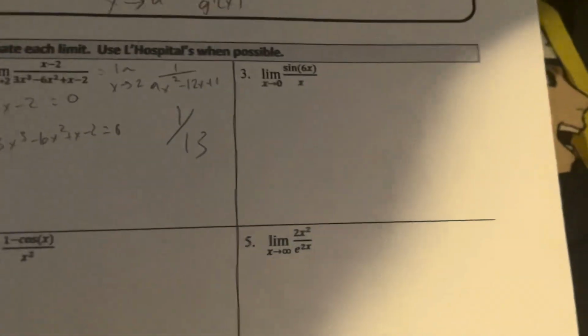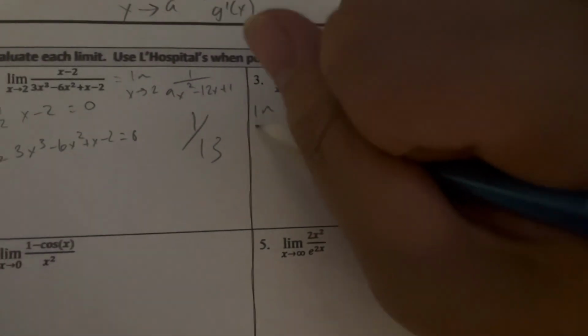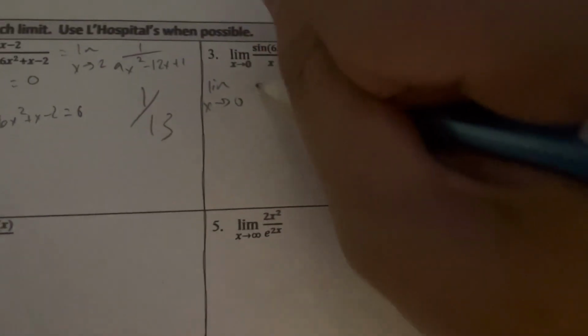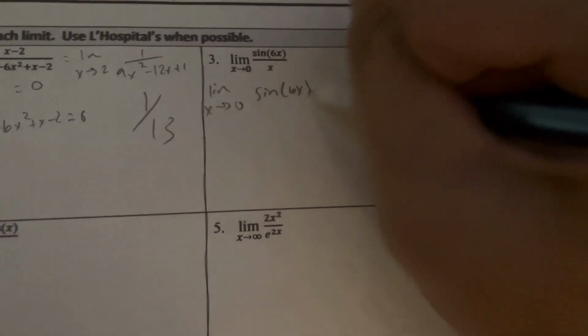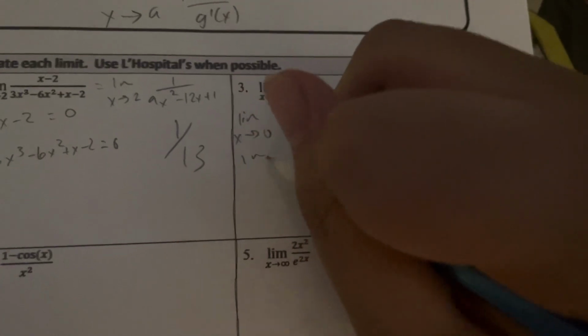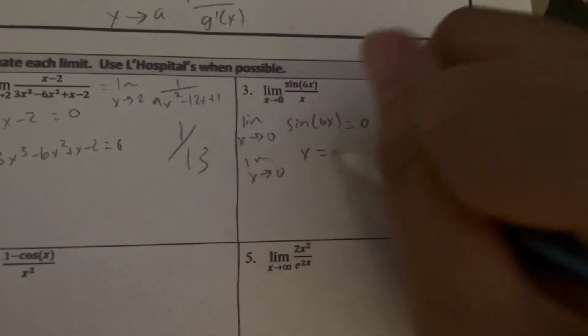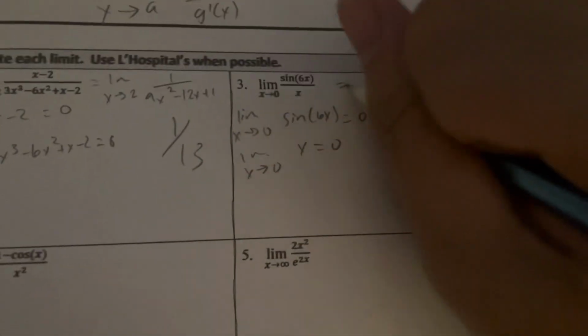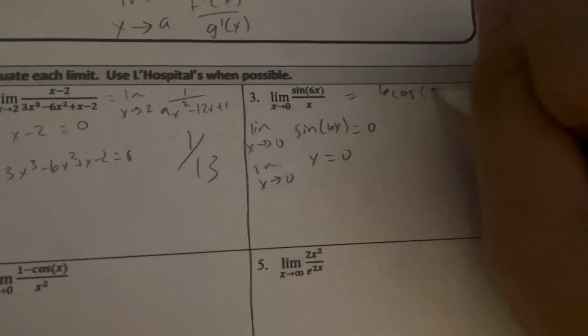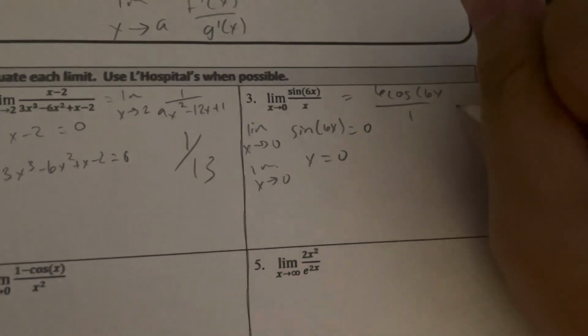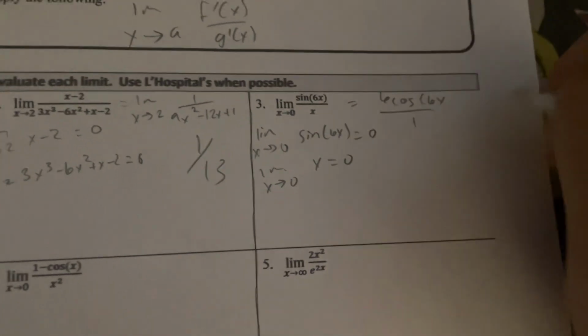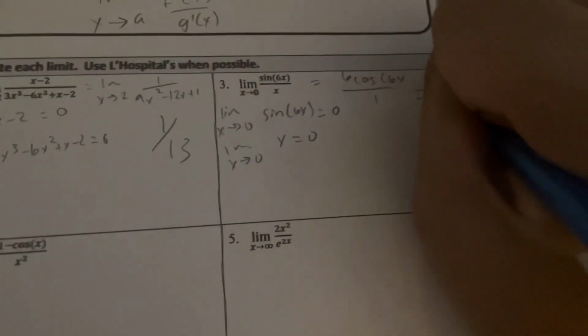Over here, same situation. The limit as x approaches 0 of sine of 6x equals 0, and the limit as x approaches 0 of x also equals 0. So you find the derivative, which is 6 cosine of 6x over 1. And plug in your zeros, and you'll find that this equals 6.